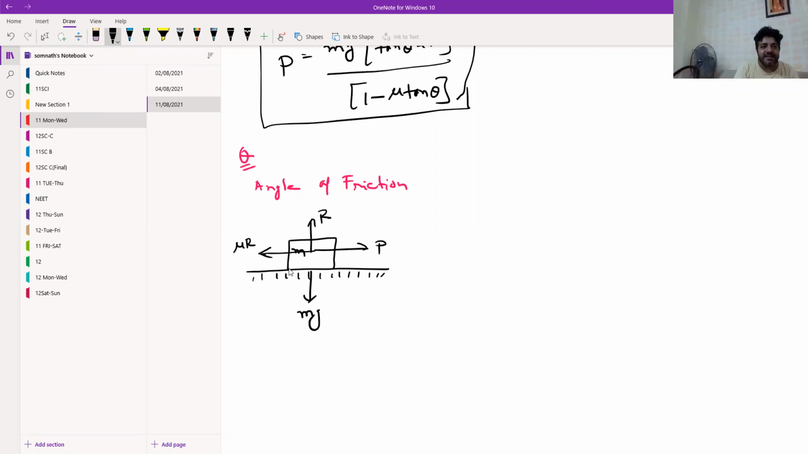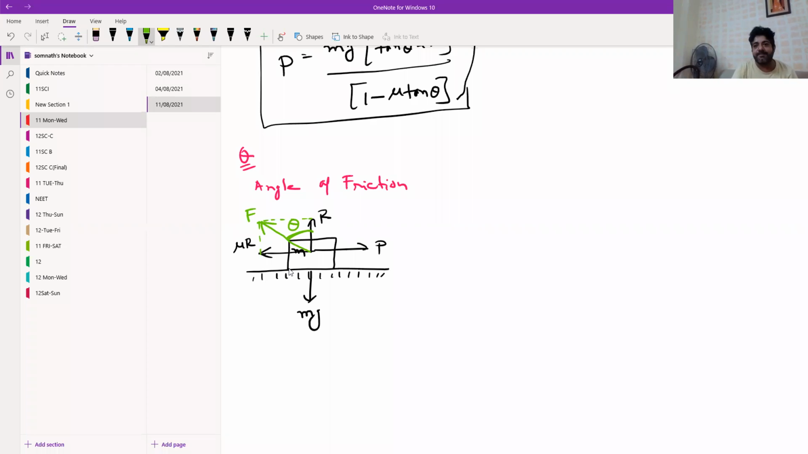Now how is the angle of friction defined? Angle of friction is defined as the resultant of, try to understand, the resultant of normal reaction and frictional force. Suppose there is a force F, the resultant of these two will be some force. So the resultant of normal reaction and frictional force makes an angle theta with the normal reaction, which is called the angle of friction.